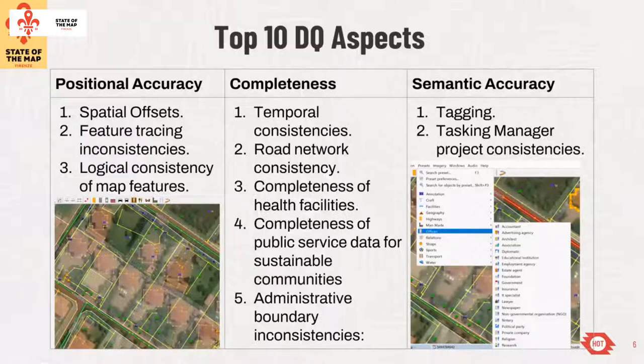Under completeness, we have temporal inconsistencies, road network inconsistencies, completeness of health facilities, completeness of public service points, and administrative boundaries, where new administrative units are created but they are never shown on the map. Whereas under semantic, we have tagging as the main aspect of data quality, and tasking manager project inconsistencies that result from wrong instructions and delayed mapper feedback.